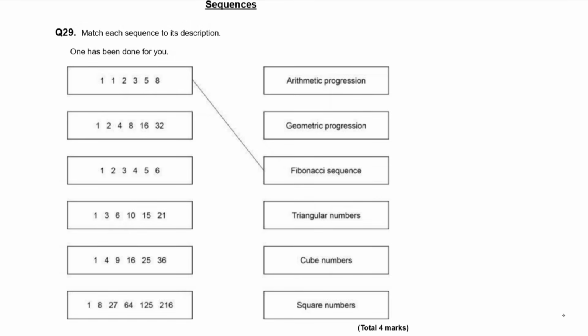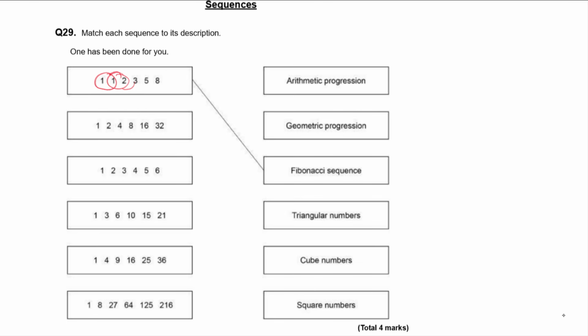So match each sequence to its description. One has been done for you. We've got 1, 1, 2, 3, 5, 8. That's the Fibonacci sequence, isn't it? Where each term is the sum of the last 2. So there we go. Next one, I've got 1, 2, 4, 8, 16, 32.